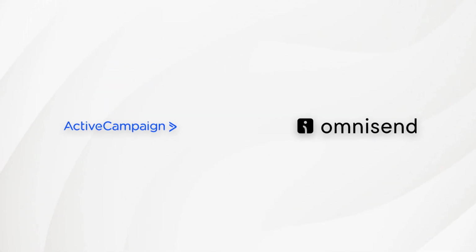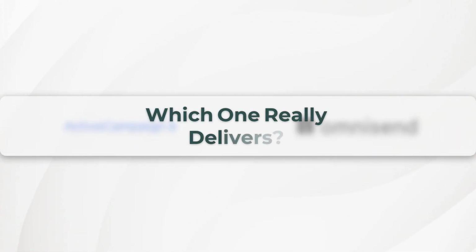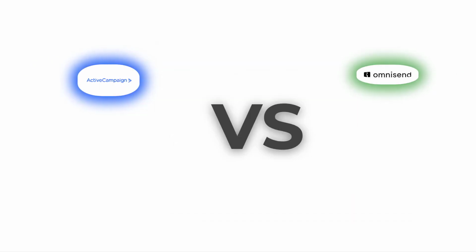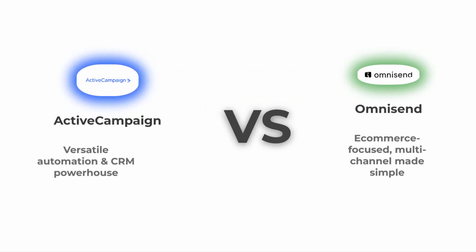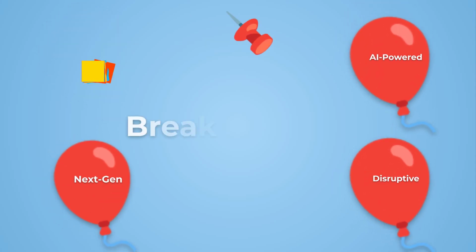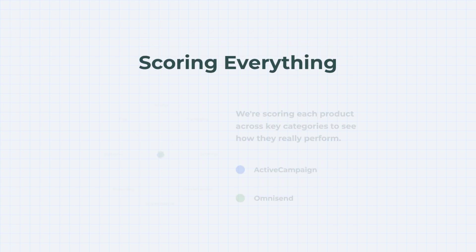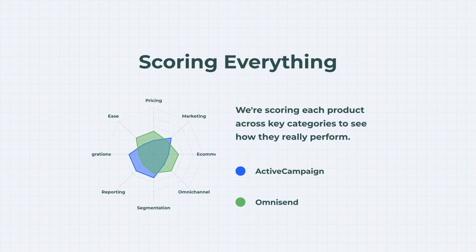Two marketing heavyweights, ActiveCampaign and Omnisend, face off. Which one really delivers? On the left, ActiveCampaign, the versatile automation and CRM powerhouse. And on the right, Omnisend, e-commerce focused and multi-channel made simple. Let's skip the buzzwords and get to the real stuff. Each category earns points. At the end, you'll see exactly who comes out on top. The result might not be what you expect.